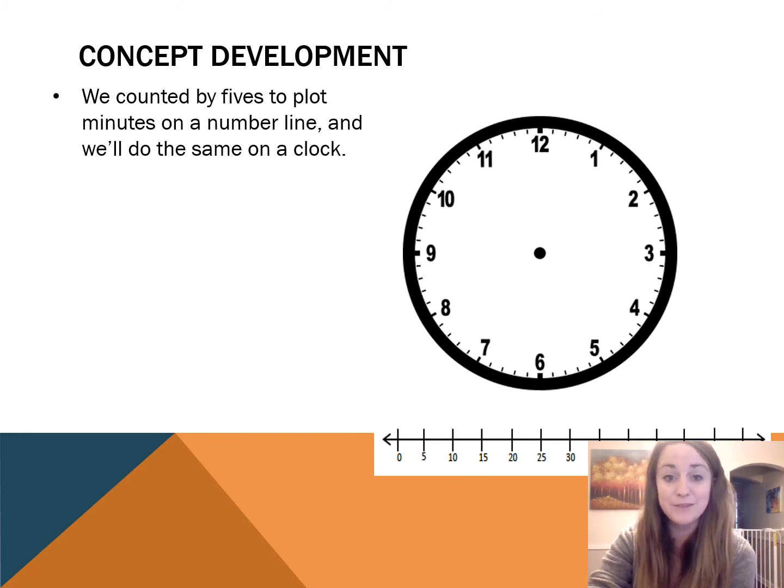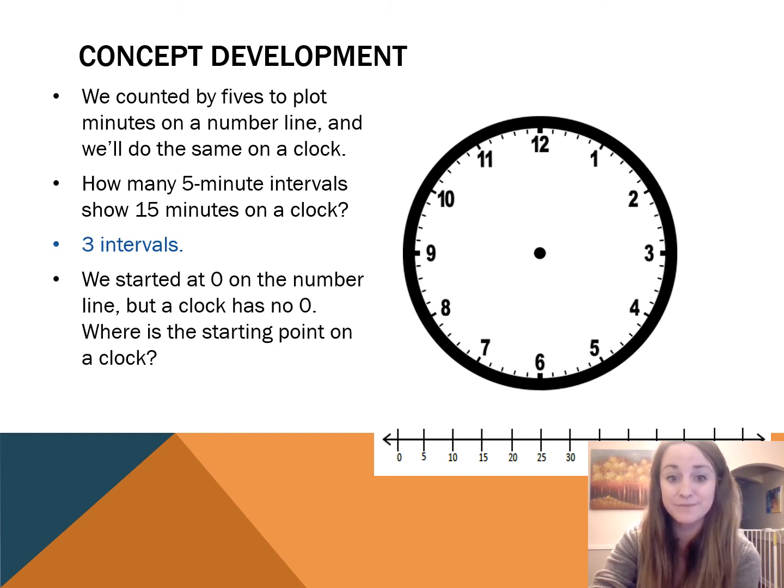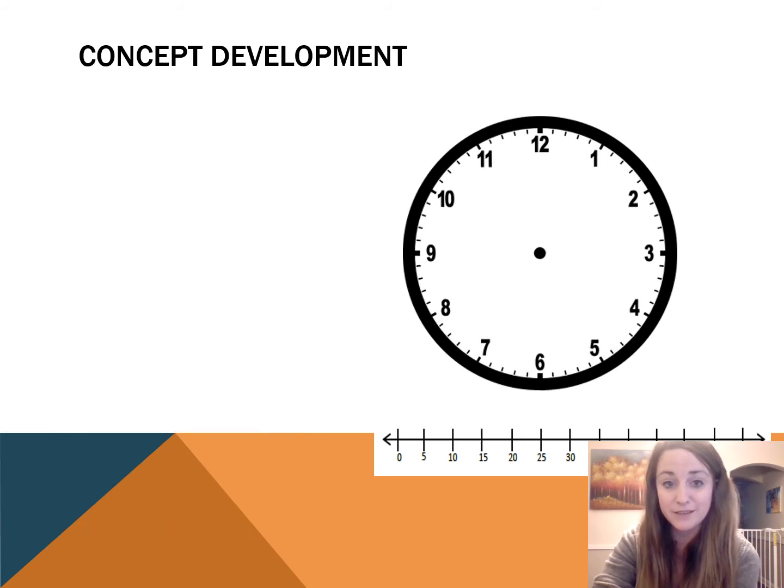We counted by 5s to plot the numbers on a number line, and we'll do the same on a clock. How many 5-minute intervals show 15 minutes on a clock? 3 intervals, 3 5s show 15. We started at 0 on the number line, but a clock has no 0. Where is the starting point on a clock? The 12. Let's count each 5-minute interval and plot a point on the clock to show 15 minutes. The minute hand is pointing at the 3, which is 15 minutes. I put that point on the number line as well.